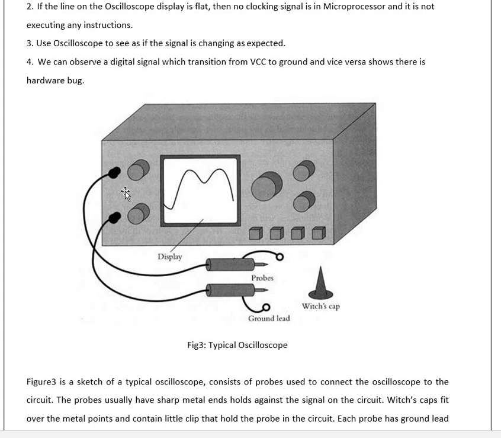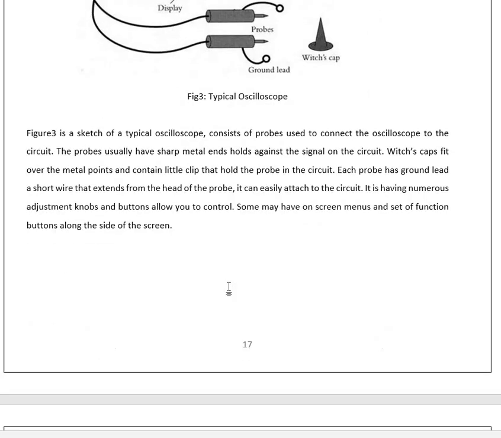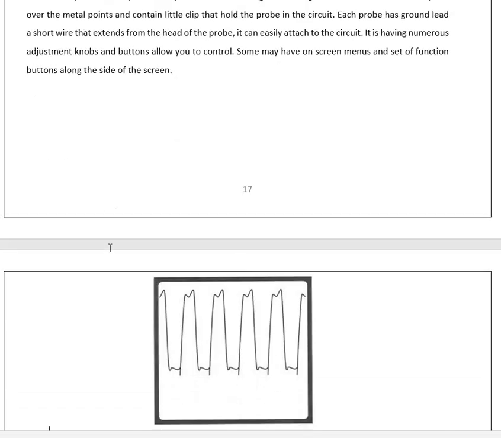It consists of two channels and two probes. Each probe has a round lid and a short wire that extends from the head of the probe so that it can easily attach to the circuit. It has numerous adjustment knobs and buttons which allow you to control it. Some may have on-screen menus and a set of function buttons along the side of the screen.